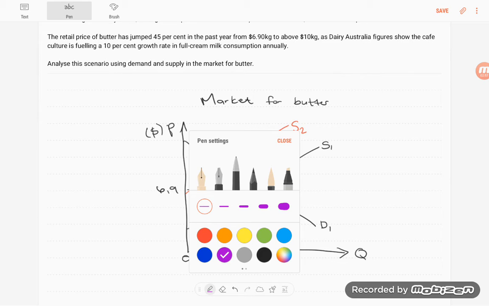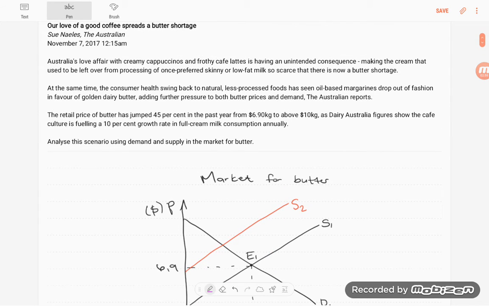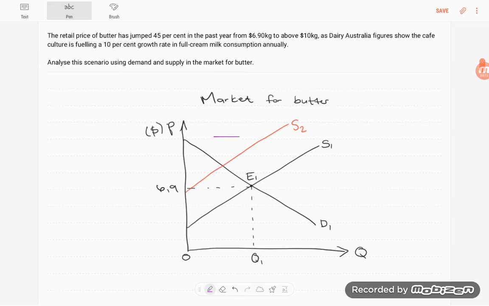The second paragraph, we read that there's a swing back to natural, less processed foods and we've seen the demand for golden dairy butter increase. That means our demand curve shifts as well. So demand increased and supply decreased.